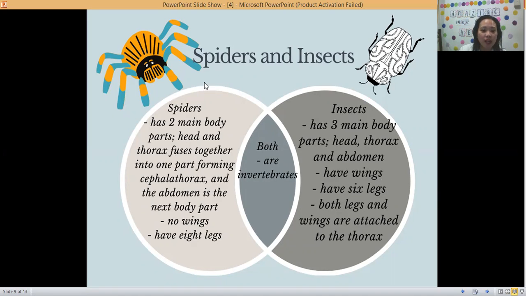Next, spiders don't have wings, but insects have wings. Spiders have 8 legs, while insects have 6 legs, and both legs and wings are attached to the thorax, and both of them are invertebrates.